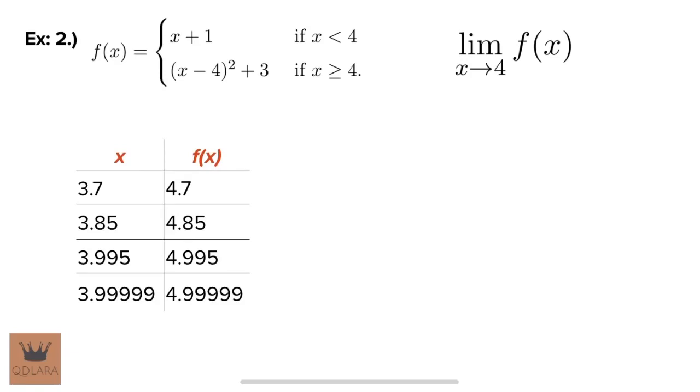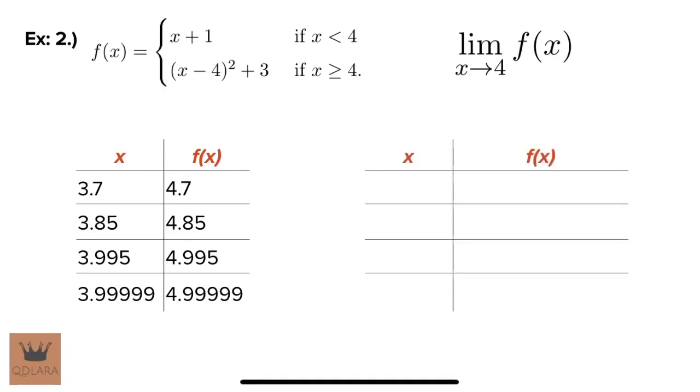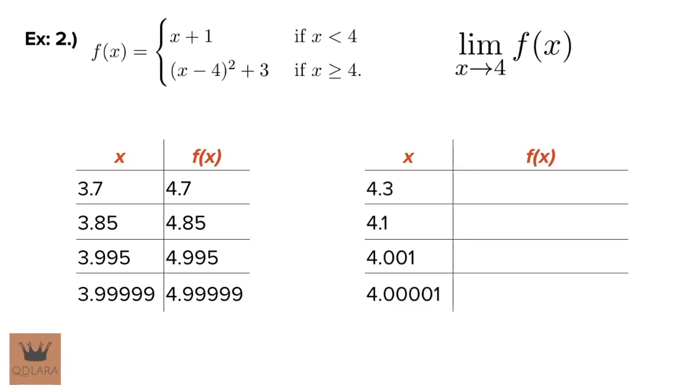Now, let's take values approaching 4 from the right. So, these are the values that I chose. In this case, since all values are greater than 4, then we use the sub-function (x minus 4) quantity squared plus 3. Then, upon evaluation, we can get the following values of f of x.